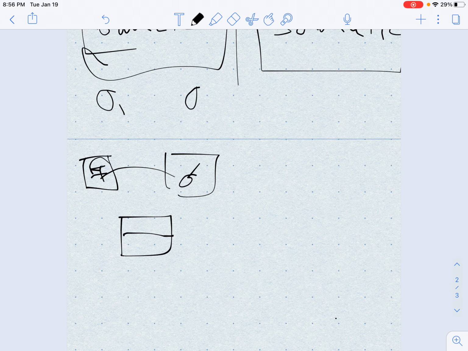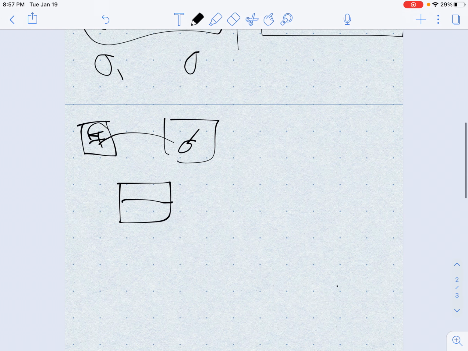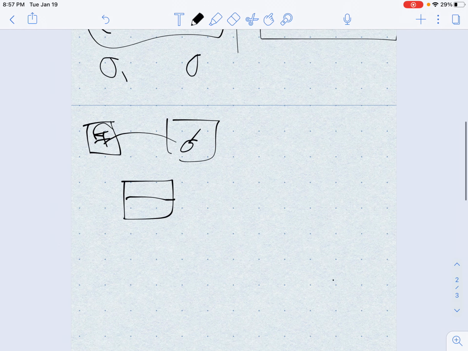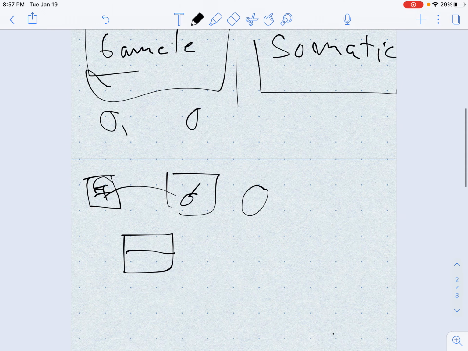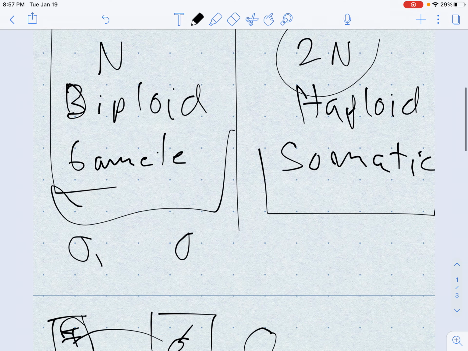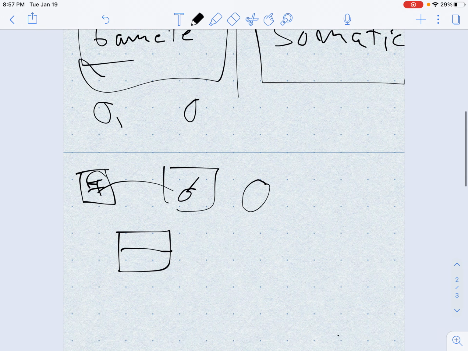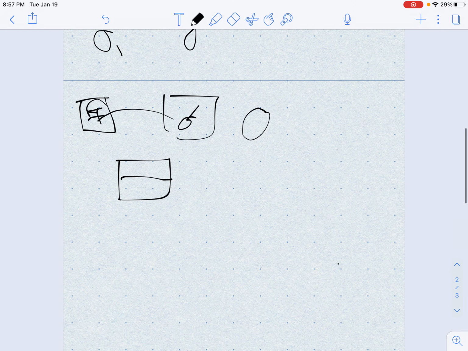We don't care. So, regular body cells have 2N. But getting to the singular N takes an entire process called meiosis, and that's what we're going to get into today.